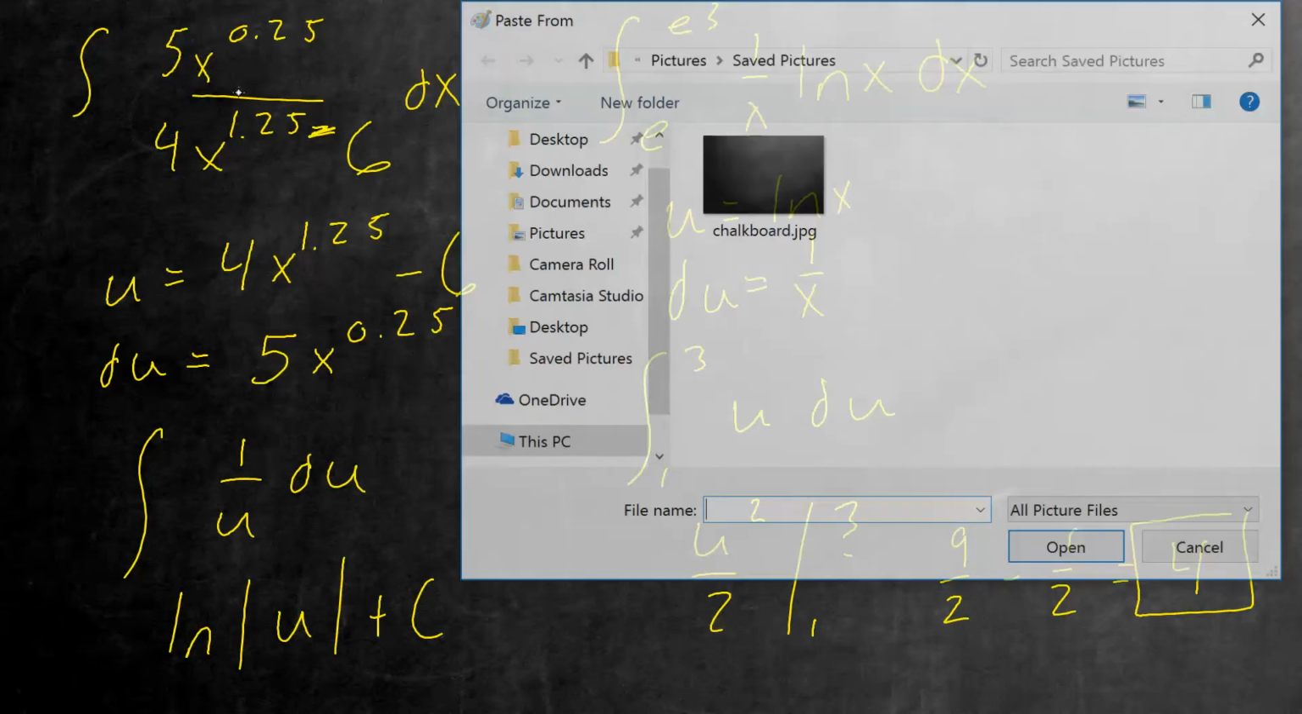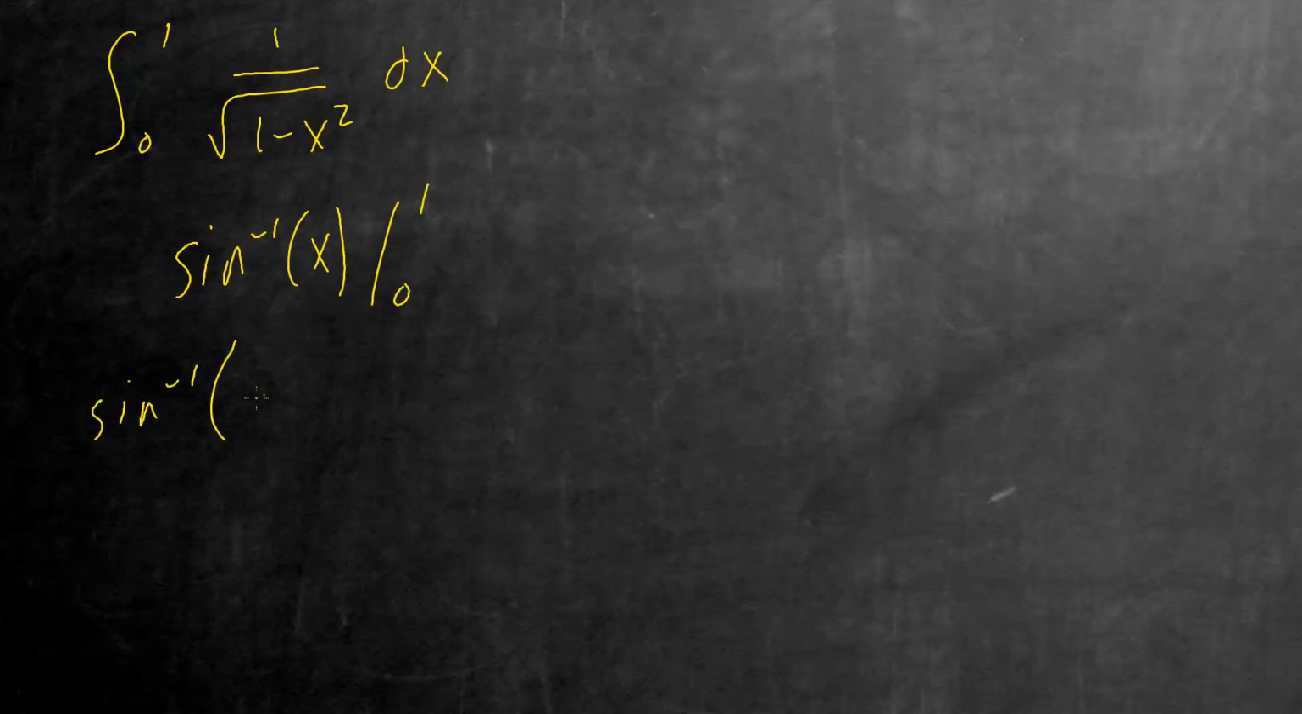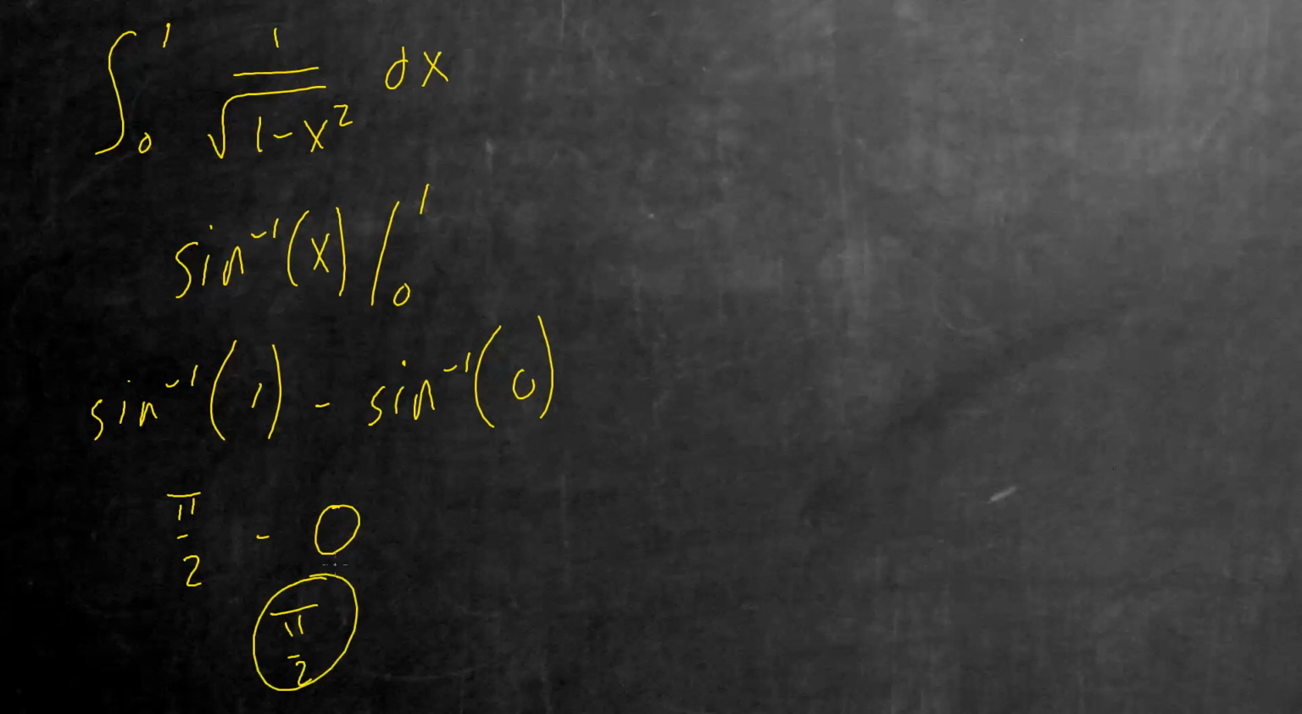Let's do one more. The integral from 0 to 1 of 1 over the square root of 1 minus x squared. Now, we've got to start seeing this as the sine inverse of x from 0 to 1. So the sine inverse of 1 minus the sine inverse of 0. Sine inverse of 1 should give me pi over 2. Sine inverse of 0 should give me 0. Pi over 2. No u substitution necessary. Go calc.